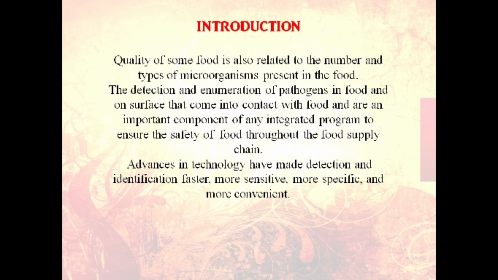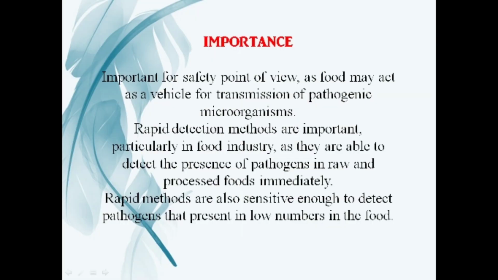Introduction. Quality of some food is also related to the number and the types of microorganisms present in the food. The detection and enumeration of pathogens in food and on the surface that comes into contact with the food are important components of any integrated program to ensure the safety of food throughout the food supply chain. Advances in technology have made the detection and identification faster, more sensitive, more specific, and more convenient.